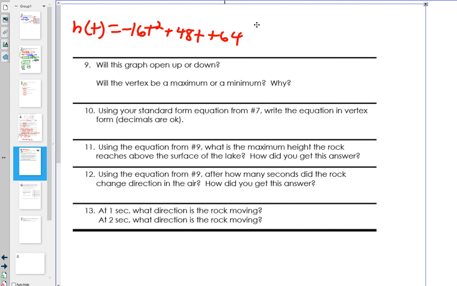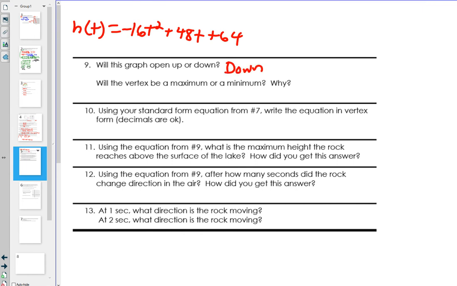Martha just answered the question for us. Is this going to open up or down? Down. Why down? Because A is negative. Will the vertex be a maximum or a minimum? Maximum, sure. Why? Because the parabola is facing down. That's what you would write: on a downward facing parabola, the vertex is a max.